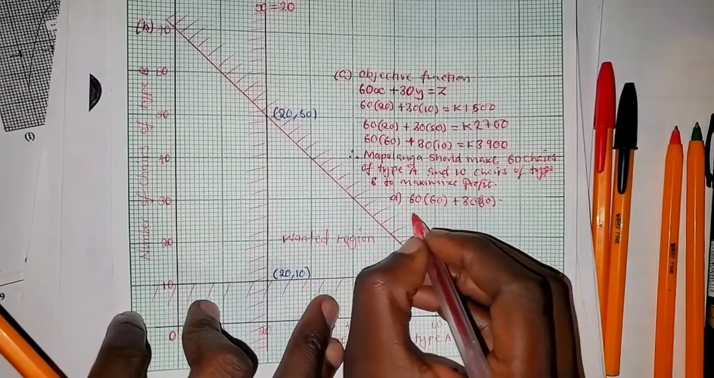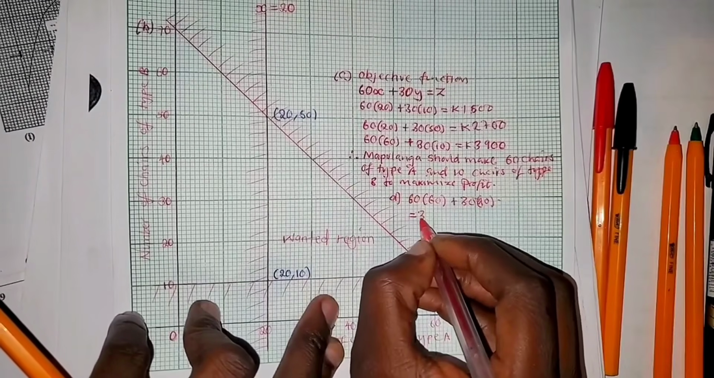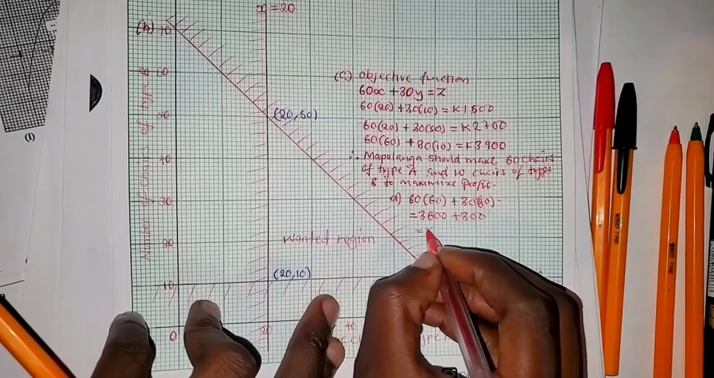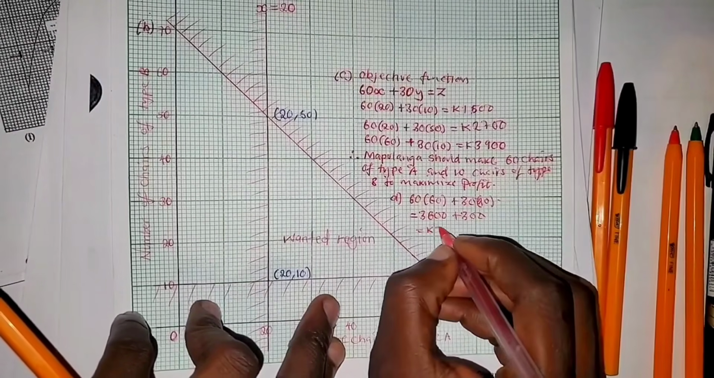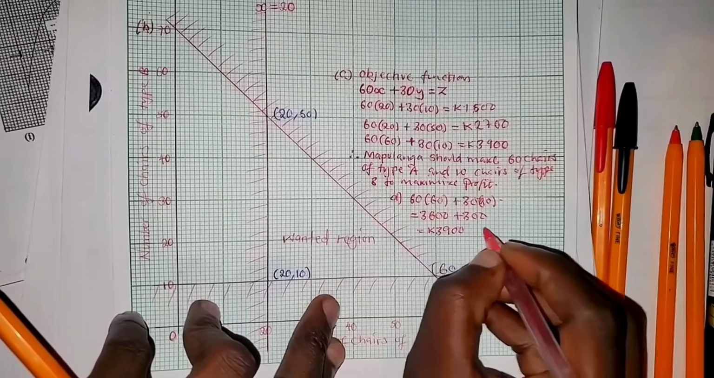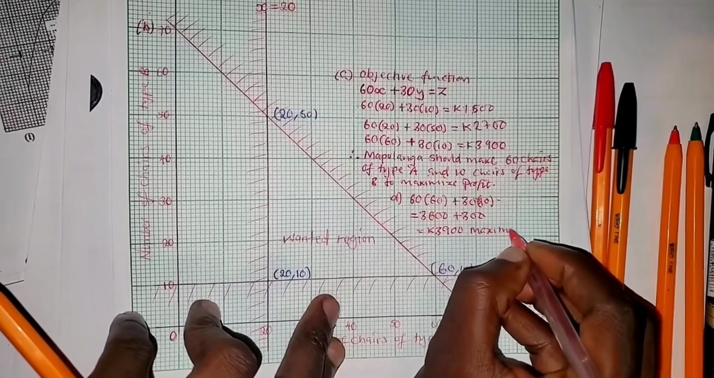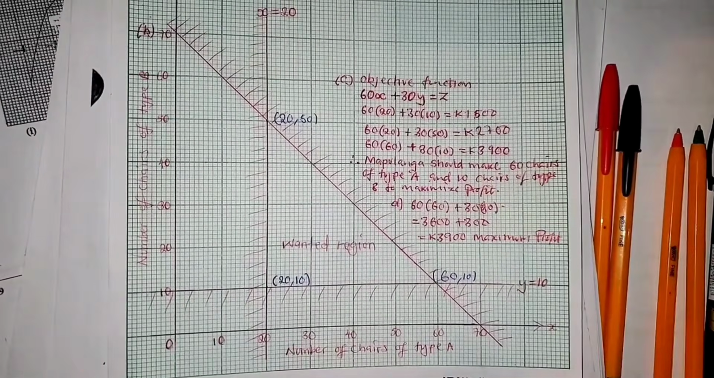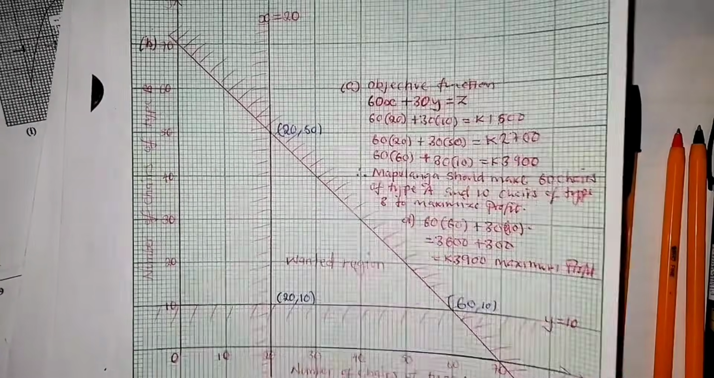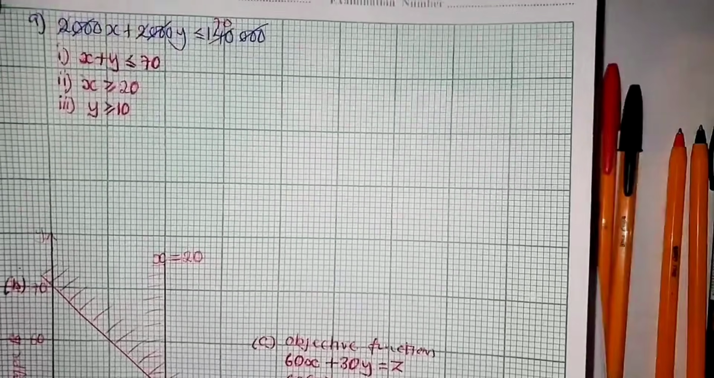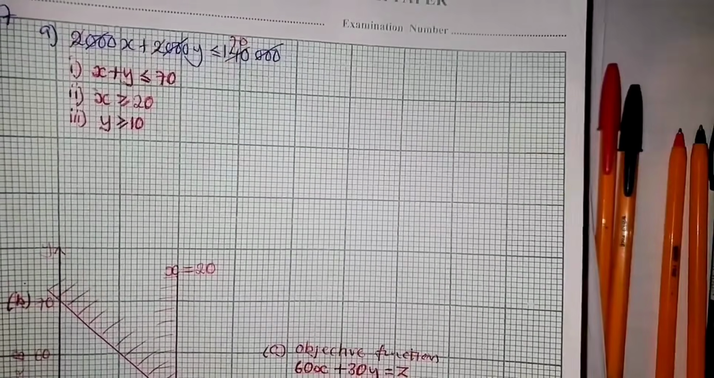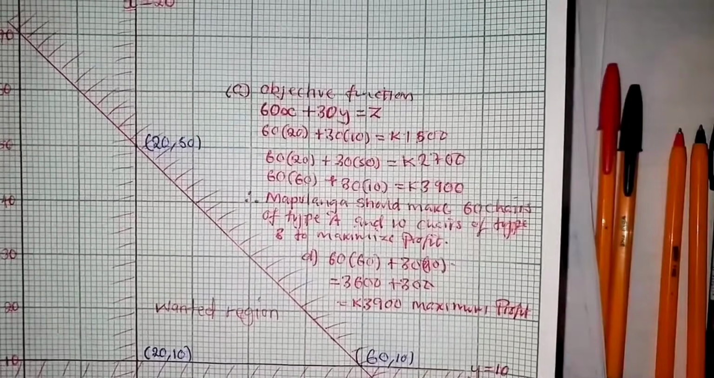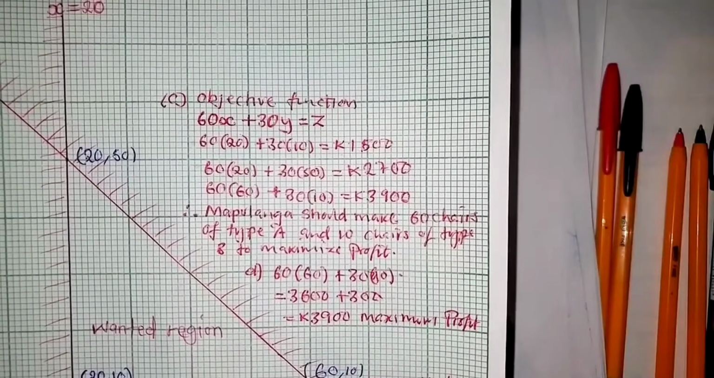Okay, so when you do your calculations here, it's going to be 3,600 plus 300, which is giving us 3,900 as the maximum profit. So that's all to this question. Look at this. The first solutions were here, so everything should be done on the graph paper. So this is the first one. The inequalities, the graph is here, and the calculations are on the other side.